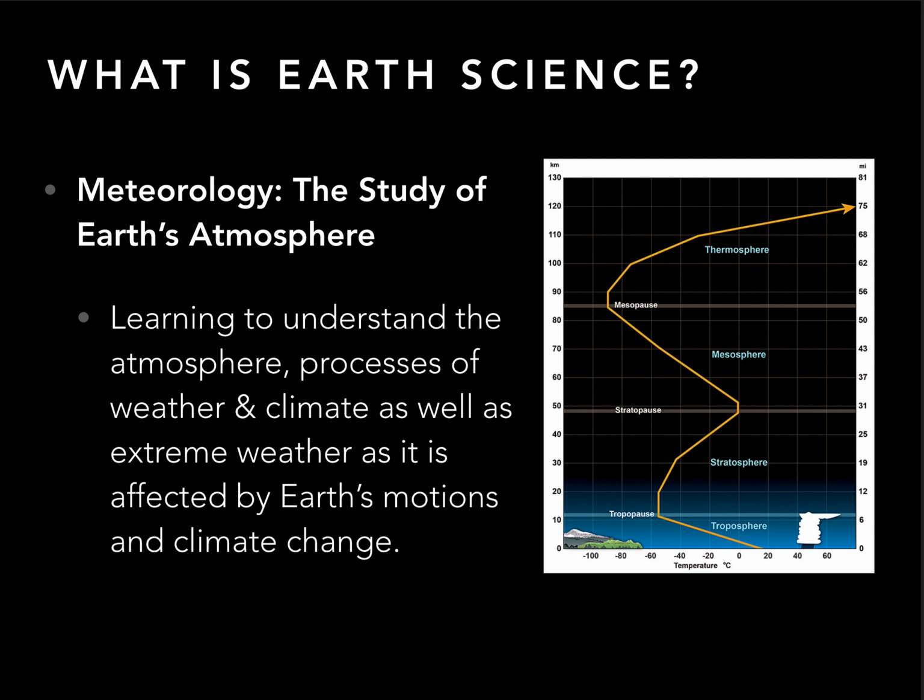Moving into meteorology, really it's atmospheric sciences. How do we look at our planet's atmosphere? We acknowledge that we have four dominant layers that we deal with. The troposphere, where all of our weather occurs, is where we live. Then above that we have the stratosphere, the mesosphere, and lastly the thermosphere. So learning to understand the atmosphere, the processes of weather and climate, as well as what extreme weather might be, especially as it is affected by Earth's motions, looking at our interaction with sun and seasons, looking at even climatic change, even human-induced climatic elements, greenhouse gas contribution and what is the long-term effect.